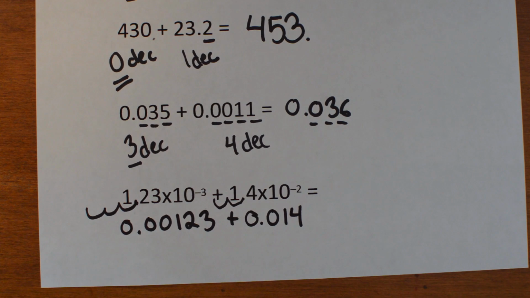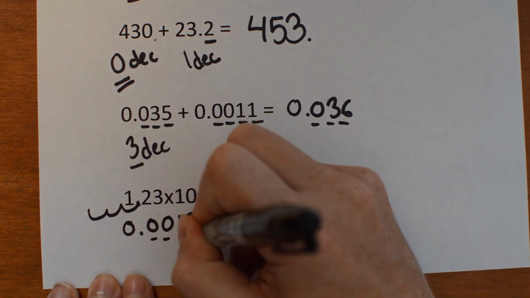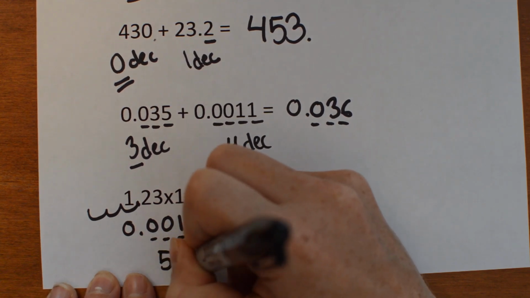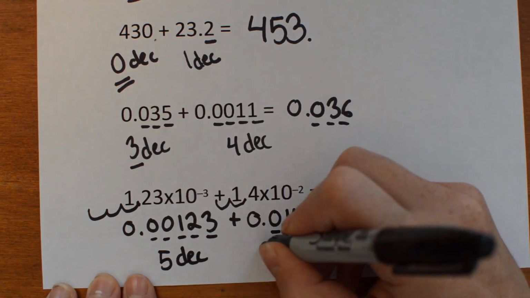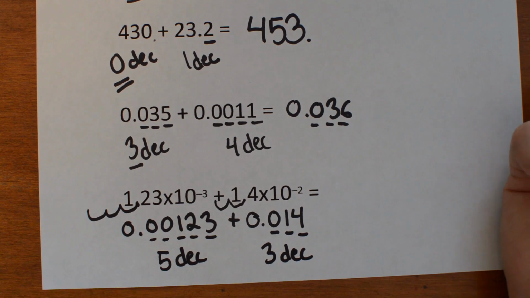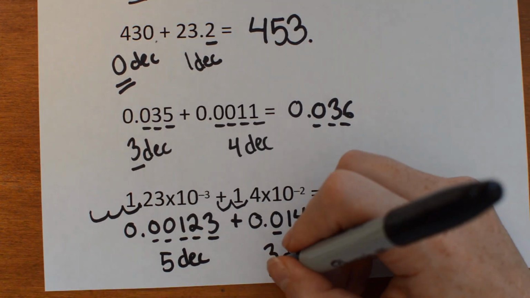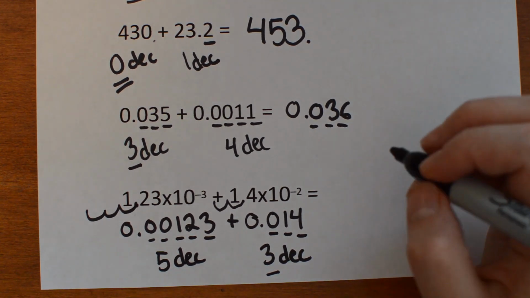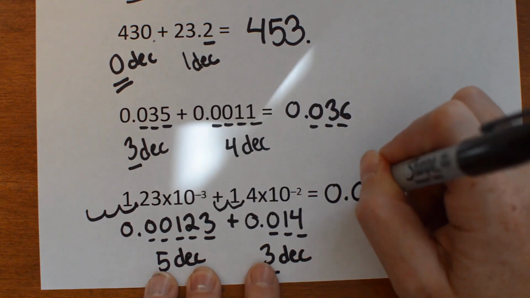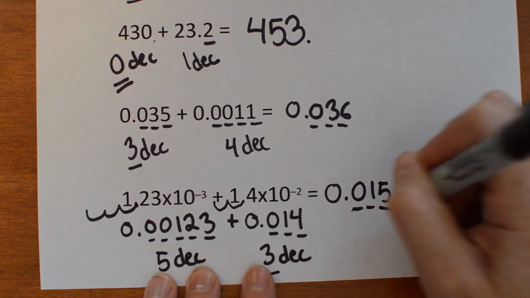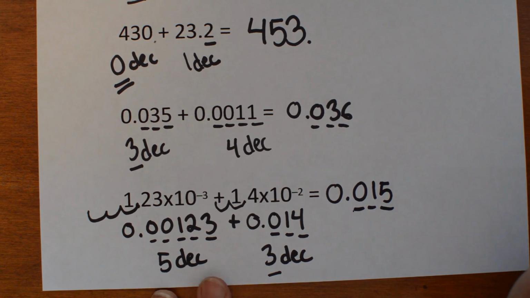Now I can see what these numbers really are, right? I can look at how many decimal places they have. This one has 1, 2, 3, 4, 5 decimals actually. And this one has 1, 2, 3 decimals. Alright, my answer needs to have the smallest number of decimal places, so that's 3, and that will be 0.015, 1, 2, 3 decimal places, and I'm done.